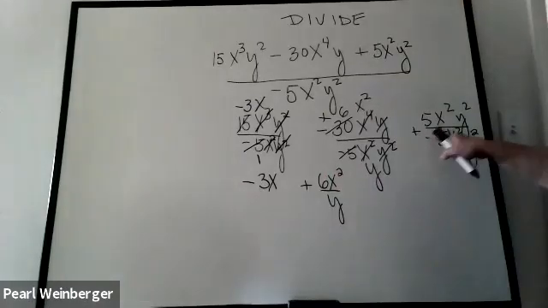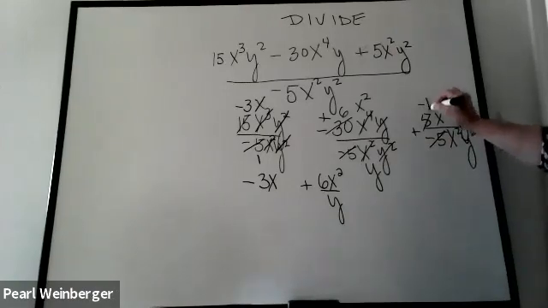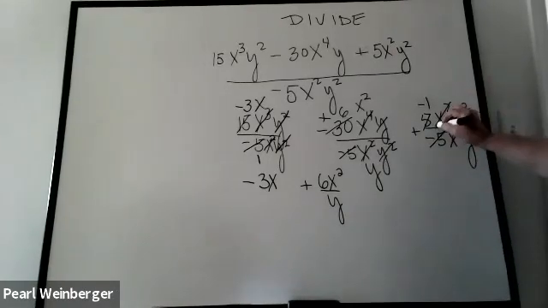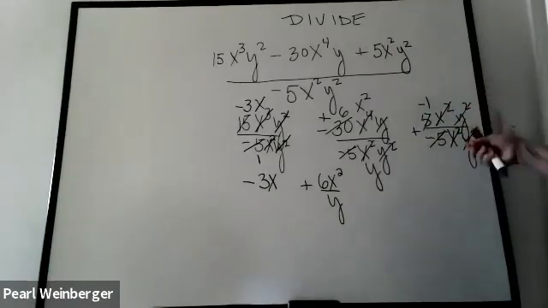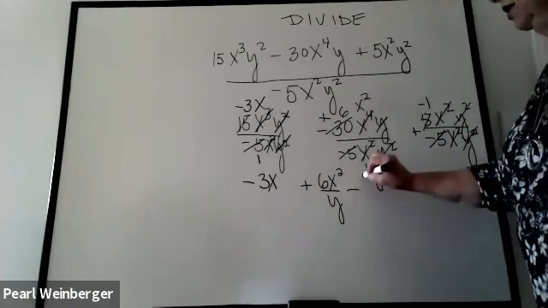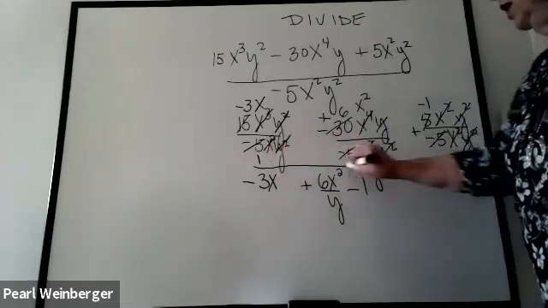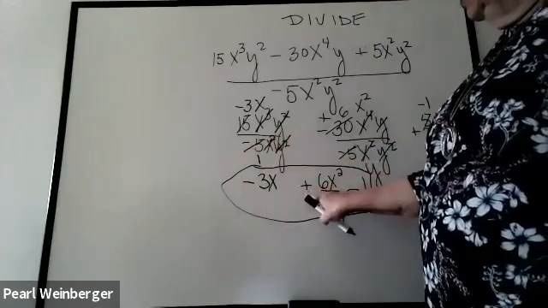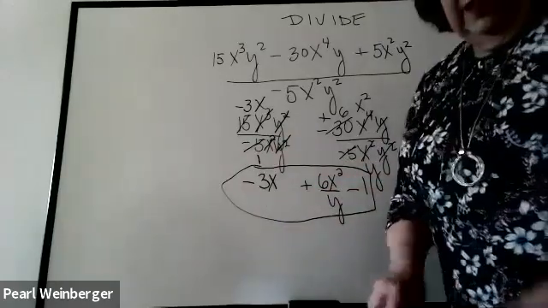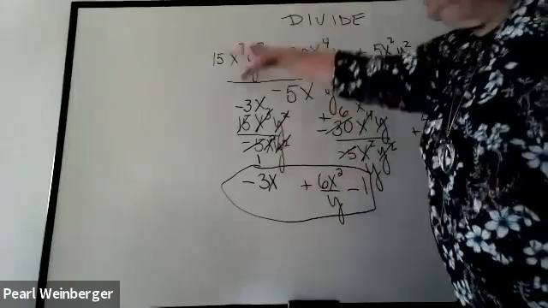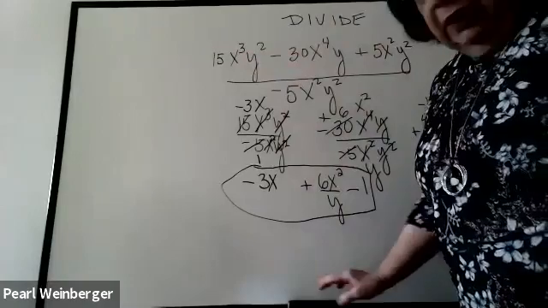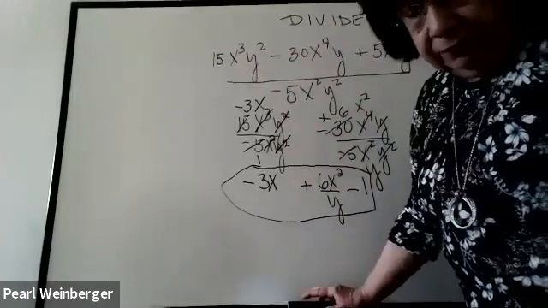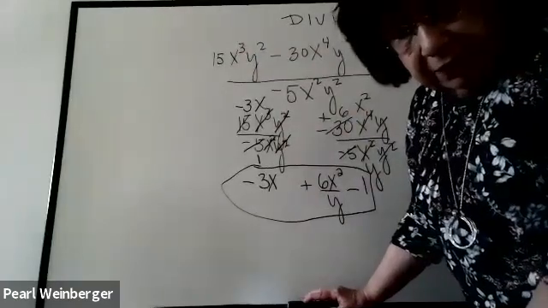And finally, my last term, the 5 and the negative 5 cancel out. Gives me a negative 1. The x squares cancel out. The y squares cancel out. Notice everything canceled out. Don't leave it blank. When everything cancels out, you're left with a 1. So the final answer to this example came out to be negative 3x plus 6x squared over y minus 1. And that's how you divide a polynomial by a monomial. And that's where we were left off last time. Anybody have any question about that?